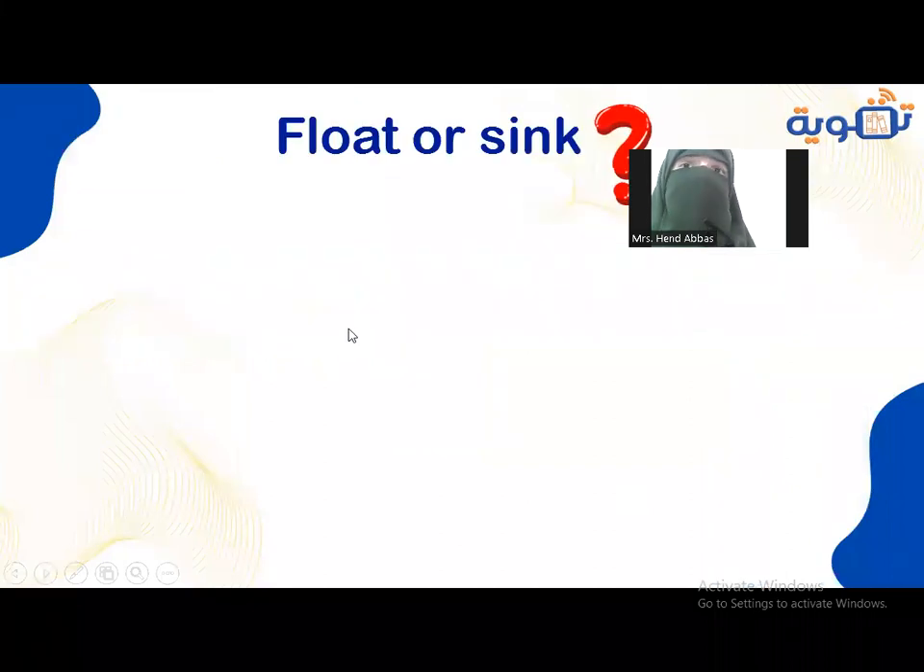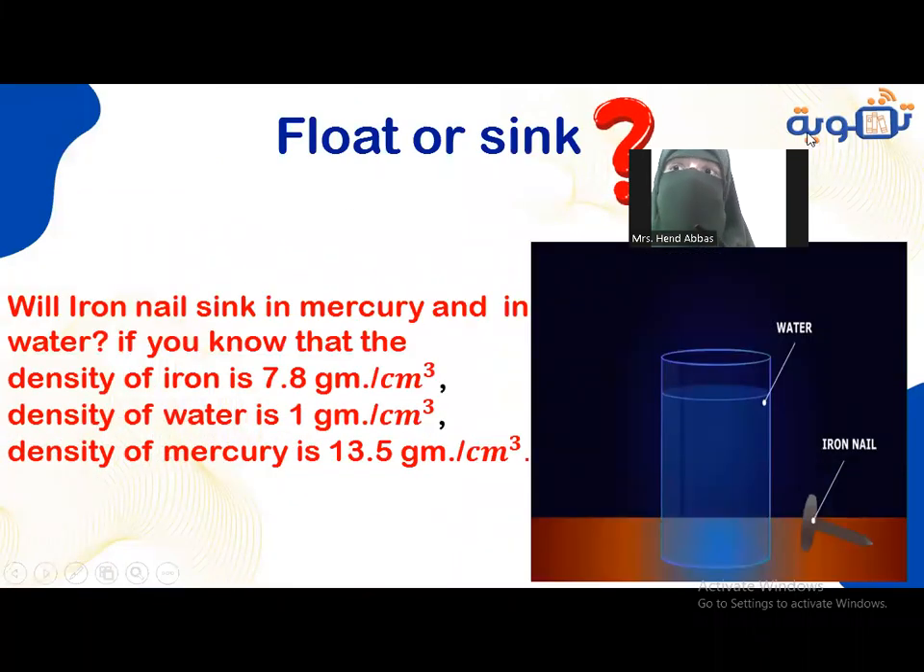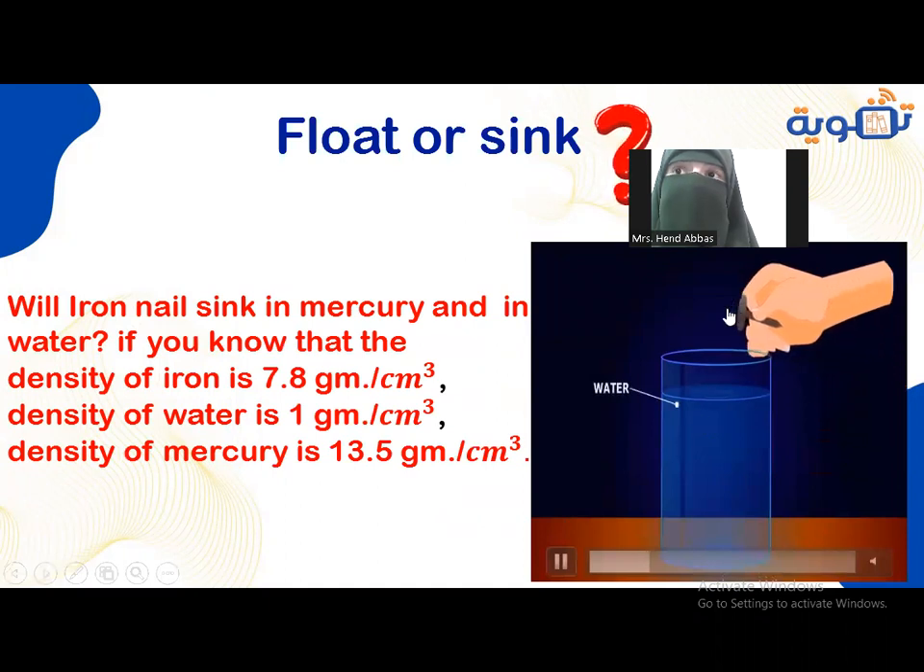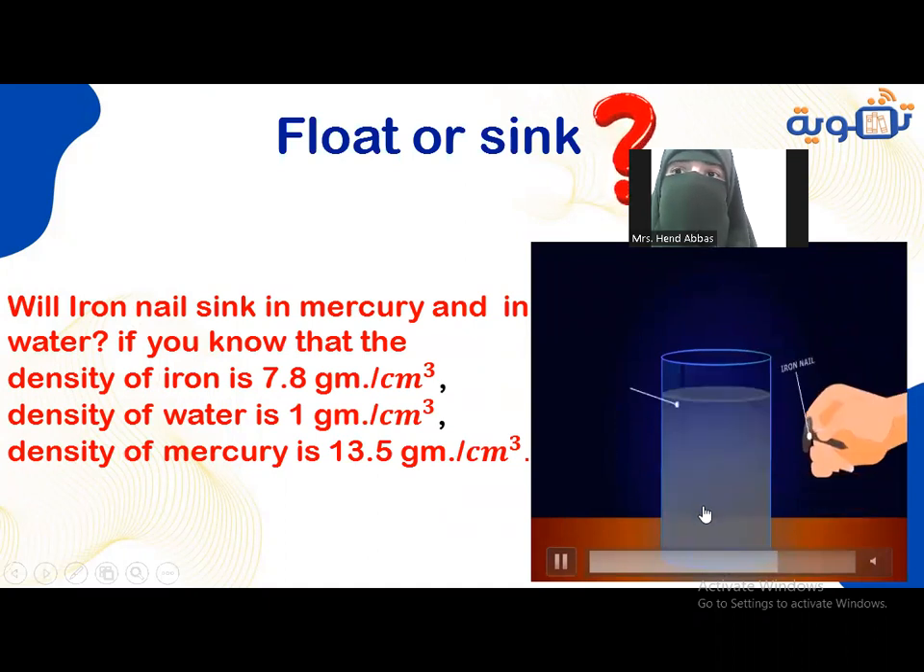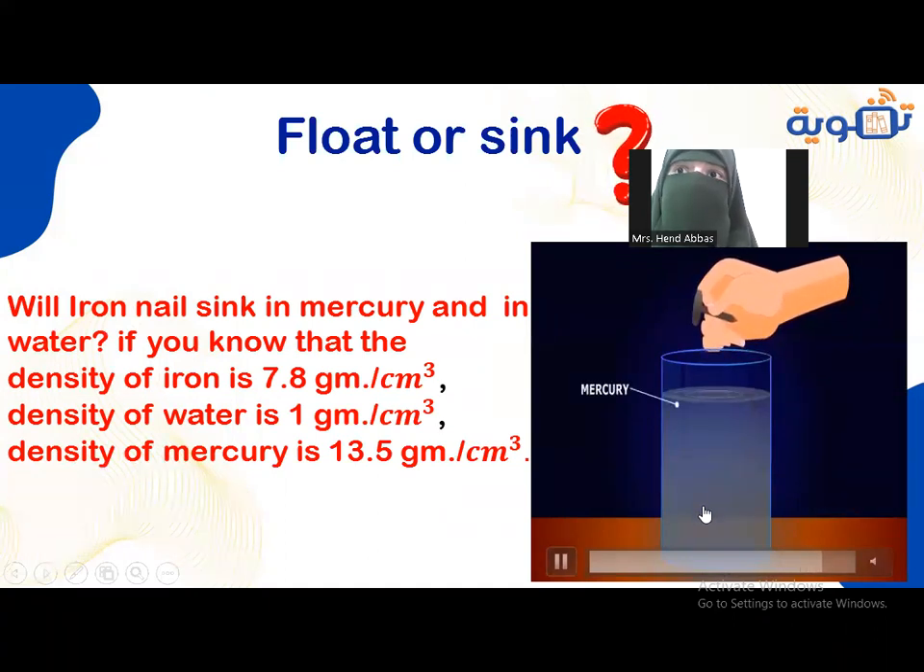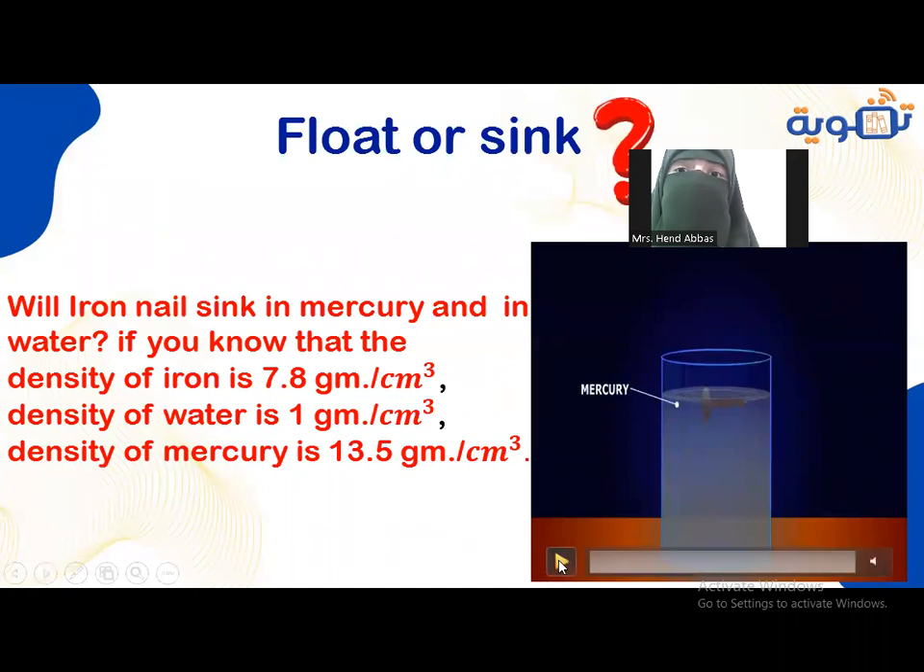Okay, here we have an iron nail, and we put this iron nail in this container, and this container contains water. Then we removed the water and we add mercury. So tell me, will the iron nail float or sink, and why? Let's see this one. If here is the water, and we add the iron nail, what will happen? Yes, it sinks. If we change the water with mercury, and we add the iron nail, it will float.